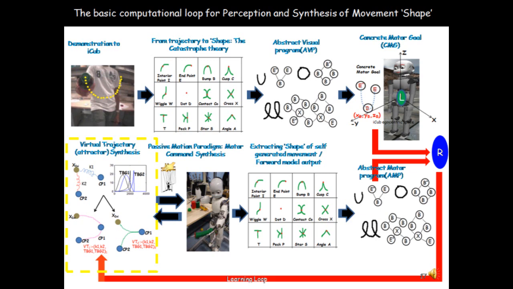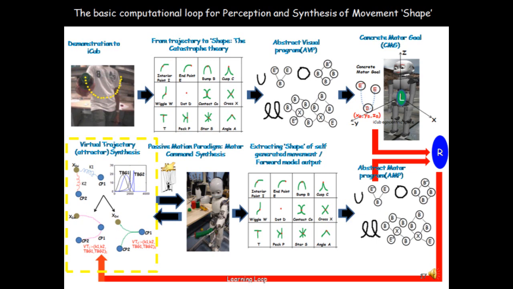We all know that given a sequence of 3 points in space, an infinite number of trajectories can be drawn passing through them. So the goal of the virtual trajectory synthesis system is to come up with the correct values of parameters such that the shape of the trajectory generated is equivalent to the shape that is described in the abstract visual program, or equivalently the concrete motor goal.